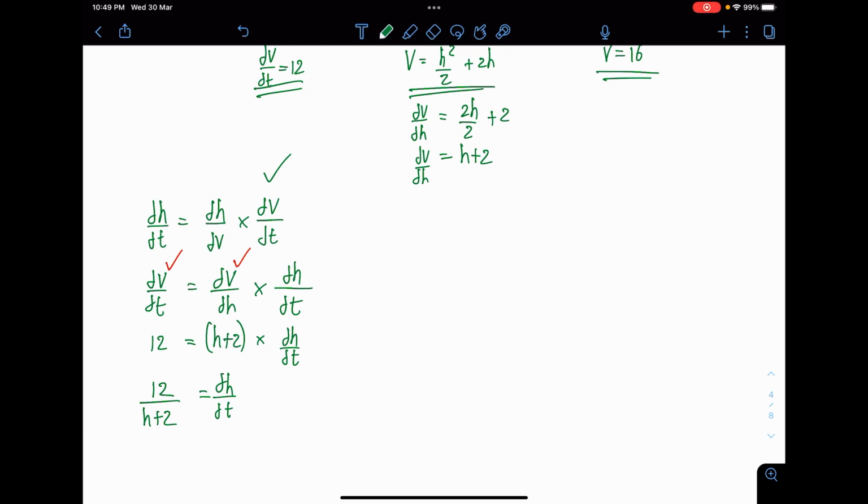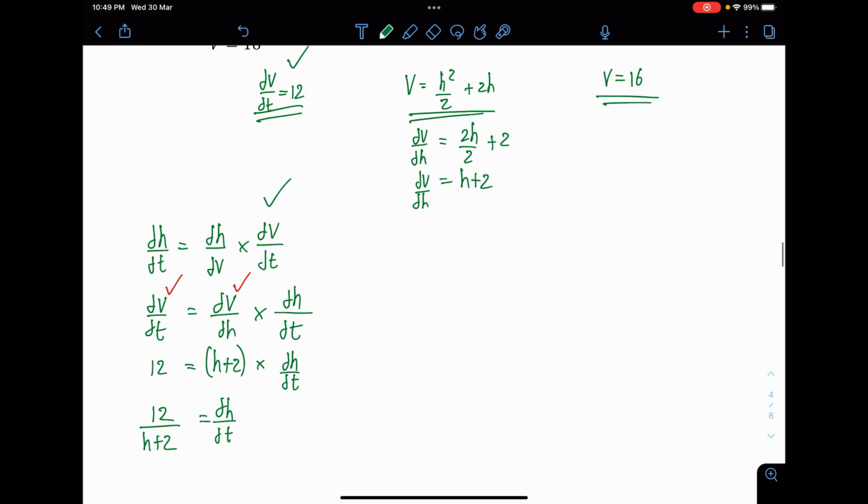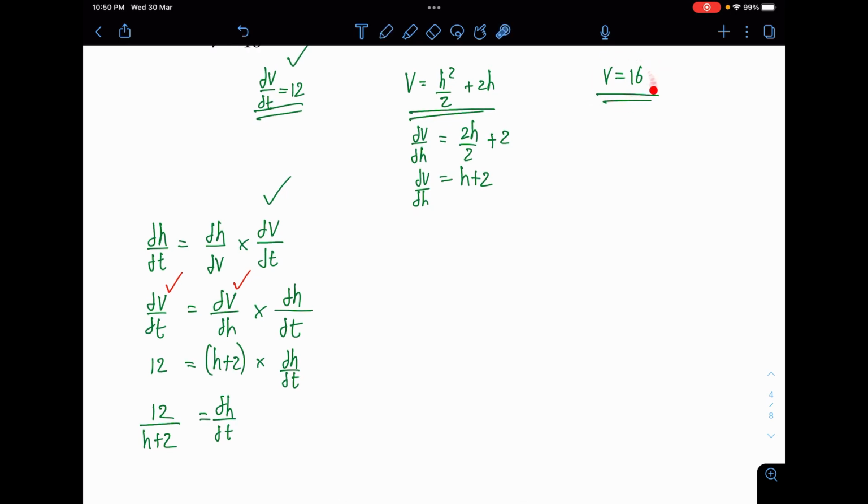Okay, but if you look at the information that I got here, this is v equals 16, not h. Now don't panic. This number is going to be the key to find out the value of v. If I have v equals 16, I can input it into the equation that I got, meaning 16 equals h squared over 2 plus 2h. Then you can see that this is actually an equation to solve for h. So let's try. Multiply everything by 2.